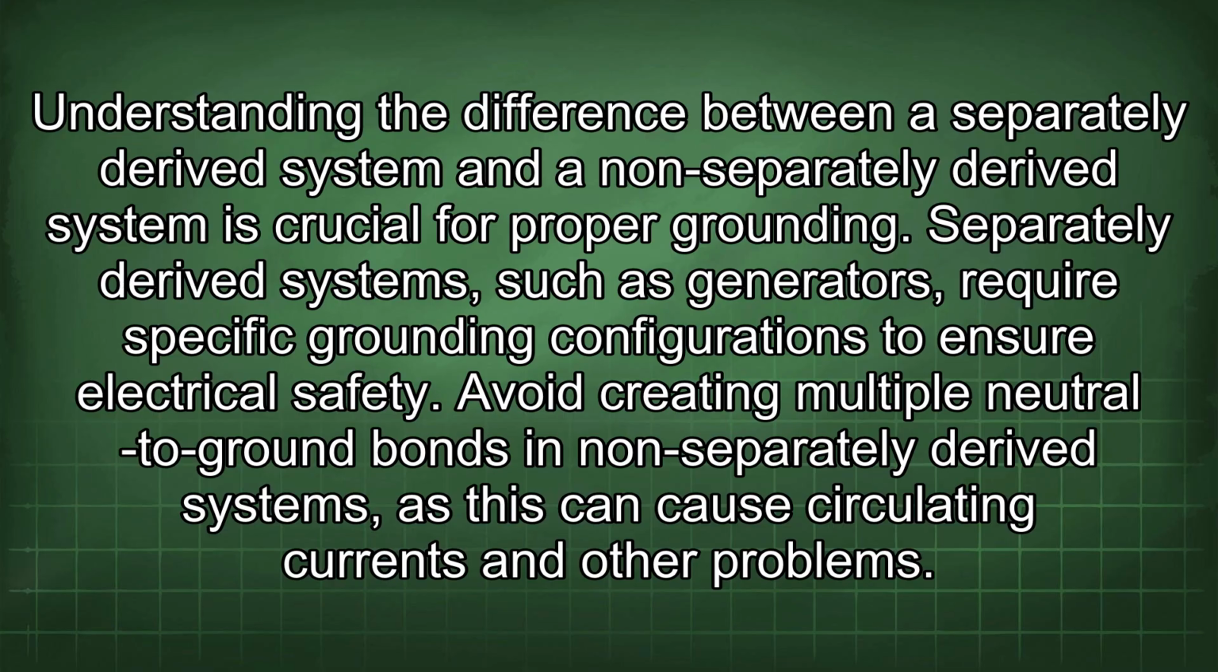Understanding the difference between a separately derived system and a non-separately derived system is crucial for proper grounding. Separately derived systems, such as generators, require specific grounding configurations to ensure electrical safety. Avoid creating multiple neutral-to-ground bonds in non-separately derived systems, as this can cause circulating currents and other problems.